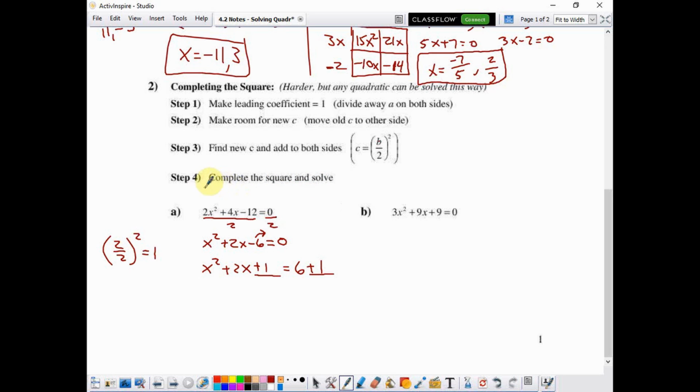Really, I guess the complete the square part could probably be put up here, and all we really have left to do is solve. I have completed a square trinomial. Now it's time to solve for x.